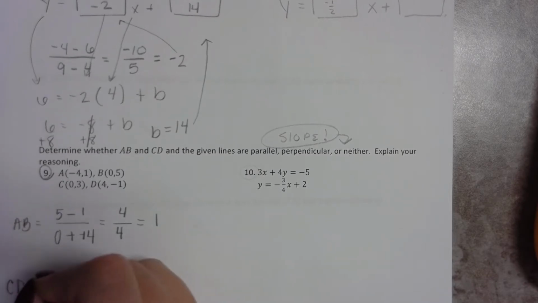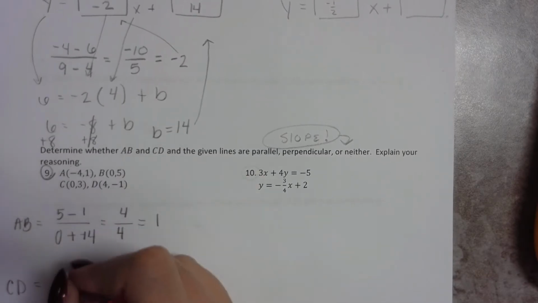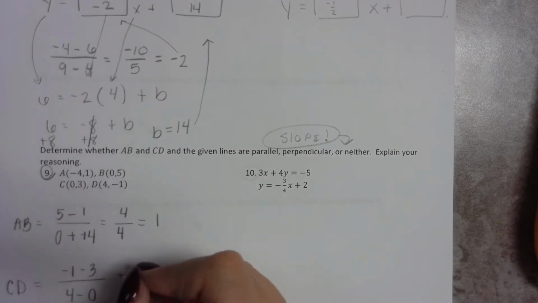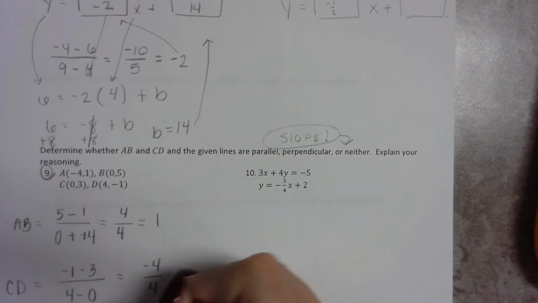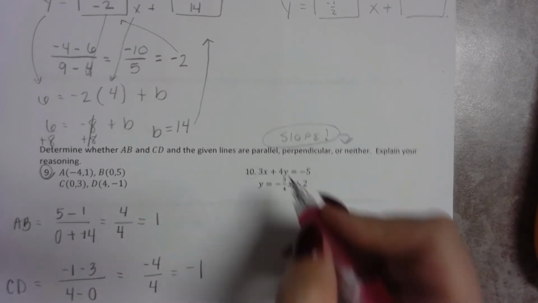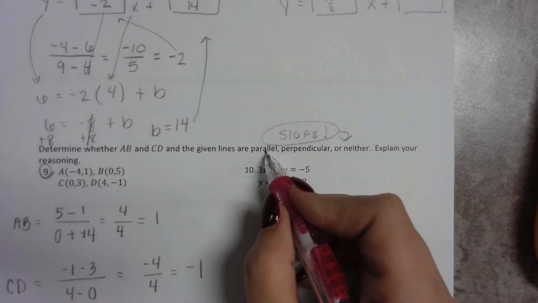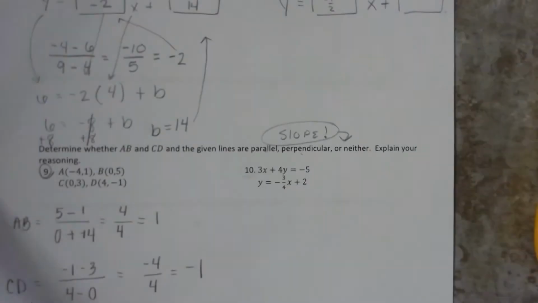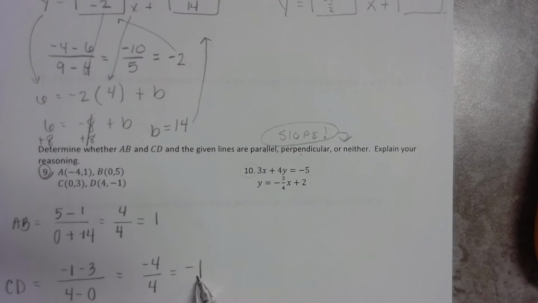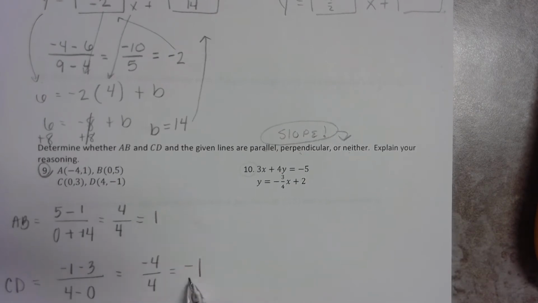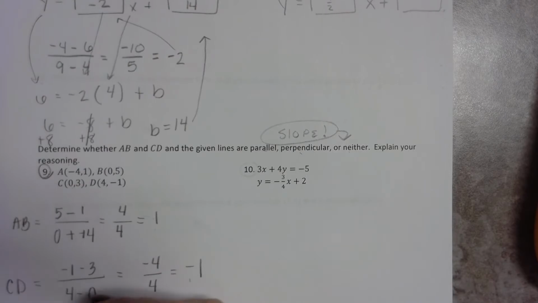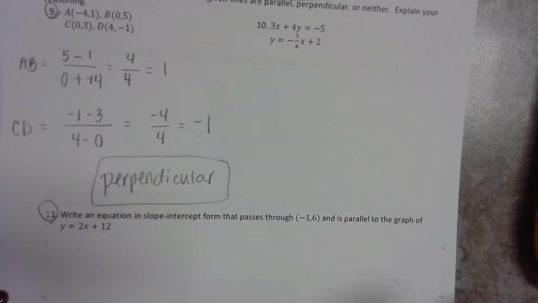And then CD, we've got negative 1 minus 3 over 4 minus 0. Gives us negative 4 over 4, which gives us negative 1. So they're not parallel, because parallel means that they have to be the same. In order to be perpendicular, we need one positive and one negative. One positive, one negative, so that's a good thing. And then they also need to be reciprocals. Well, 1 over 1 flipped is still 1 over 1. So these are perpendicular.